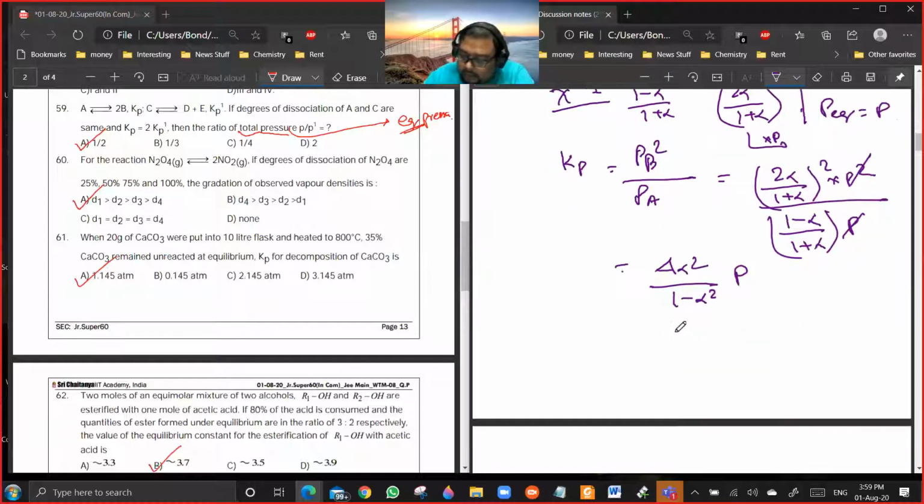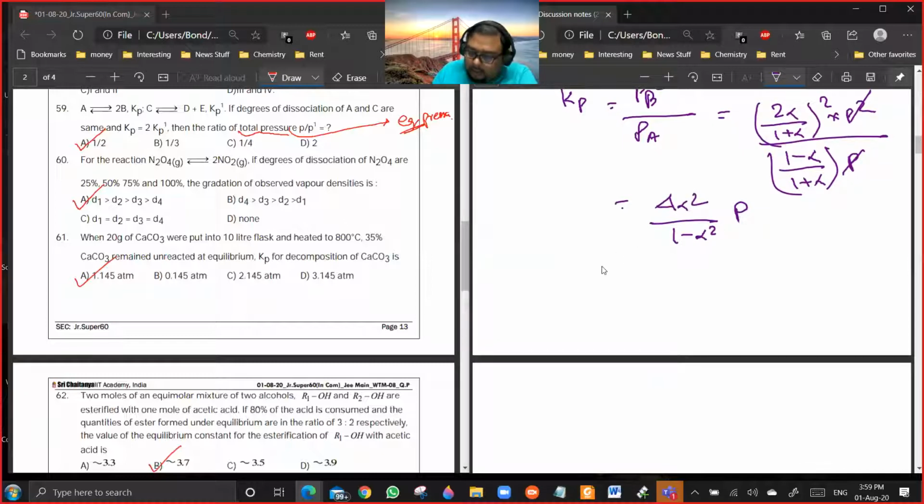Now similarly we analyze the second equilibrium, C giving D plus E. Initially you are starting with 1 mole of C, and D and E are 0. Alpha is the same in this case also. So at equilibrium it is 1 minus alpha, alpha and alpha.